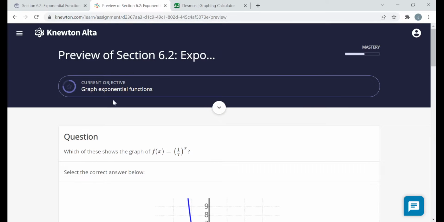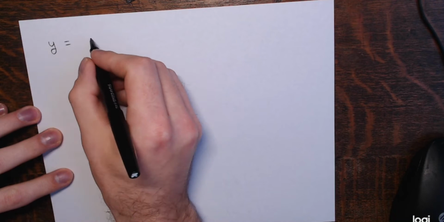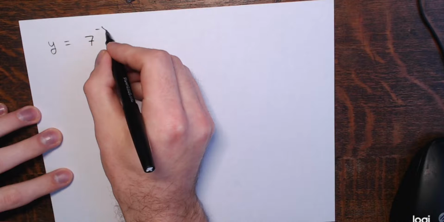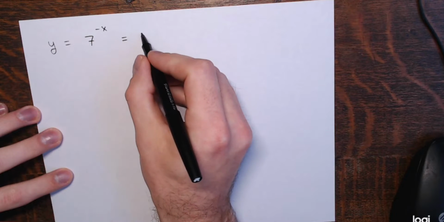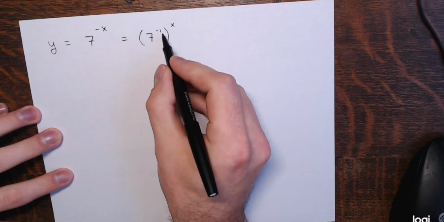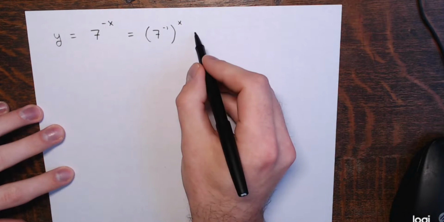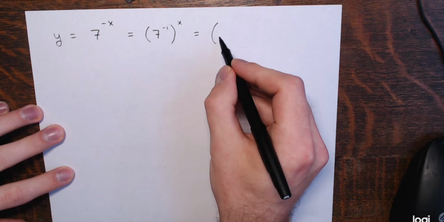Alright, so it looks like this is exactly the same thing. 7 to the negative x and 1/7 to the x are the same function. Alright, let me show you, using some properties of exponents. Y equals 7 to the negative x. That's exactly the same as 7 to the negative 1 to the x. Remember that power to a power property for exponents. You would multiply these, get negative x. And what is 7 to the negative 1? That's 1/7.